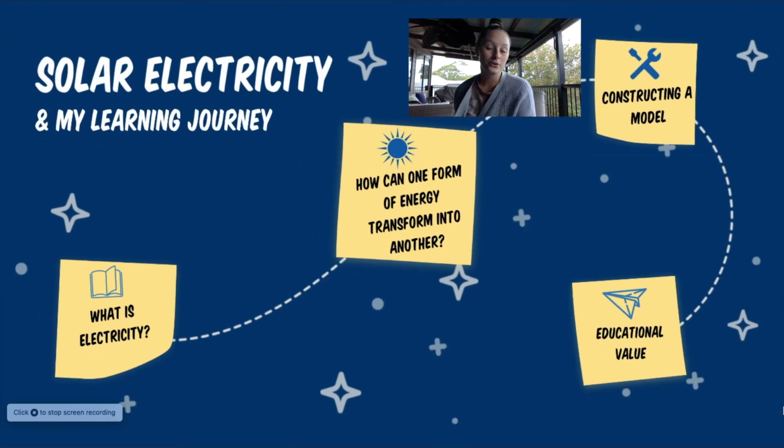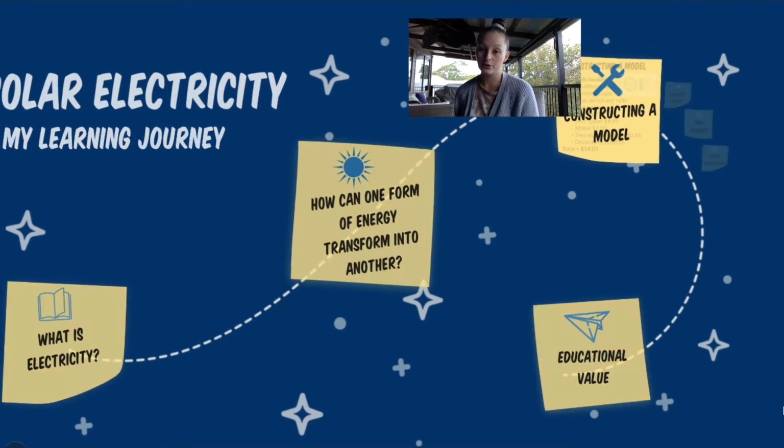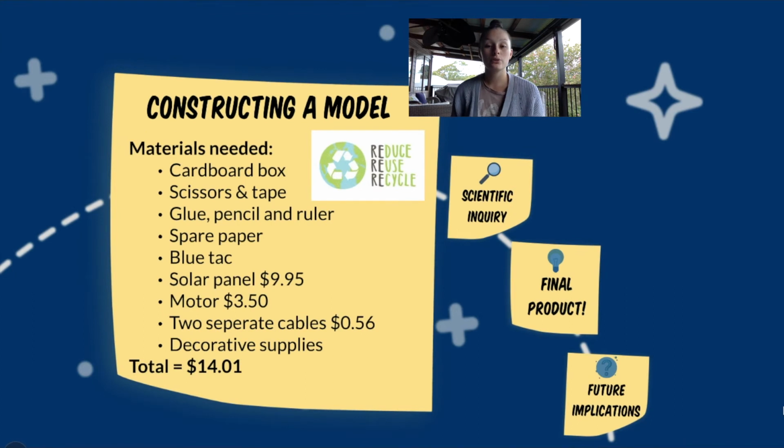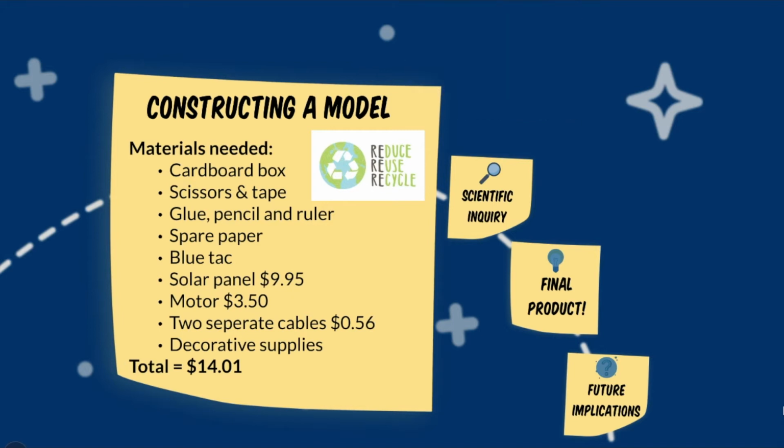To further explore how light energy is converted into electrical energy, I decided to construct a model on solar power. Firstly, I needed these materials, which I tried to reduce, reuse and recycle as many materials as possible. However, I did need to go to Jaycar to buy the solar panel, the motor and the wires, which only cost $14 anyway, which is still cost effective.